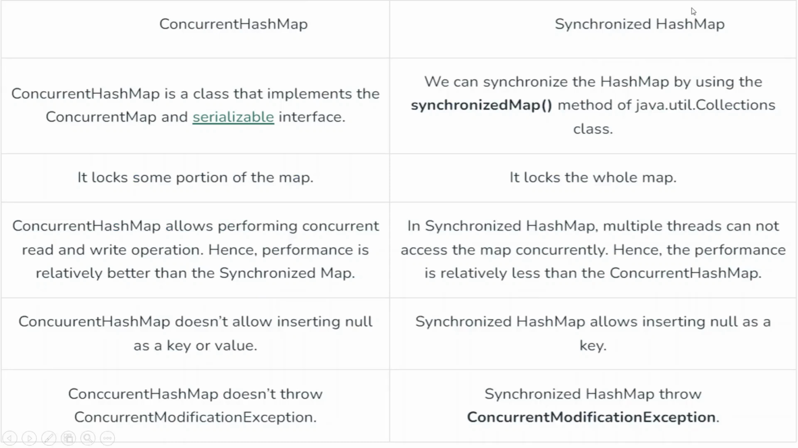ConcurrentHashMap versus synchronized HashMap. ConcurrentHashMap is a class that implements the ConcurrentMap and Serializable interfaces. In the case of synchronized HashMap, we can synchronize the HashMap by using the synchronizedMap method of the java.util.Collections class. So with the help of this method, we can synchronize a map.